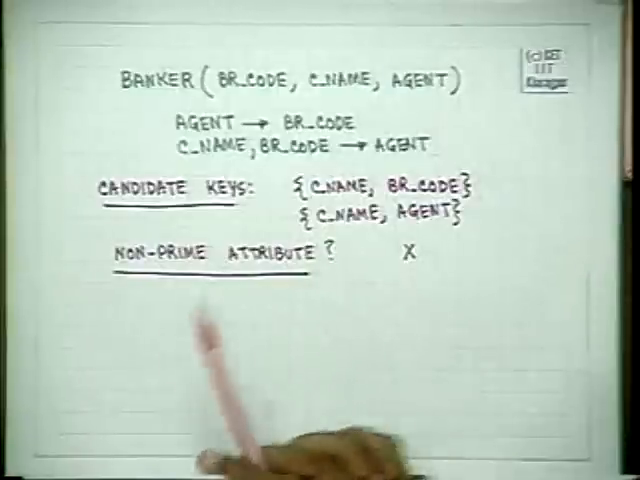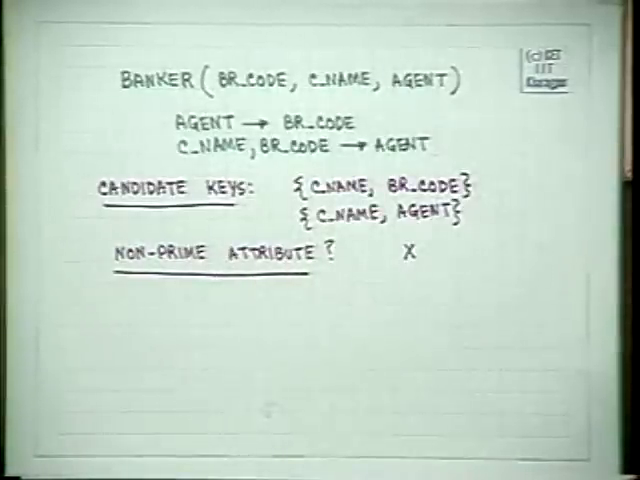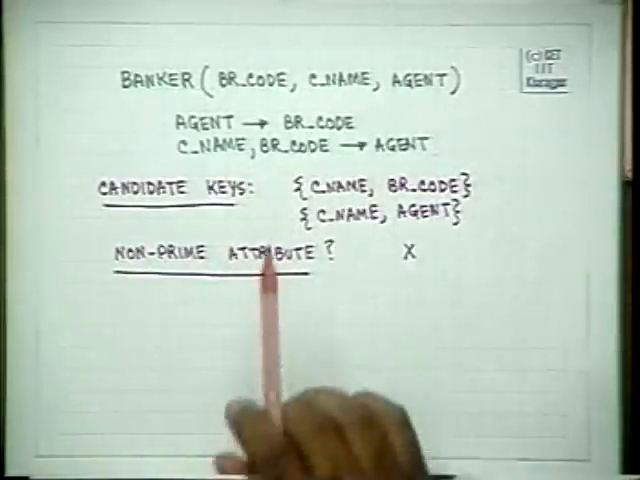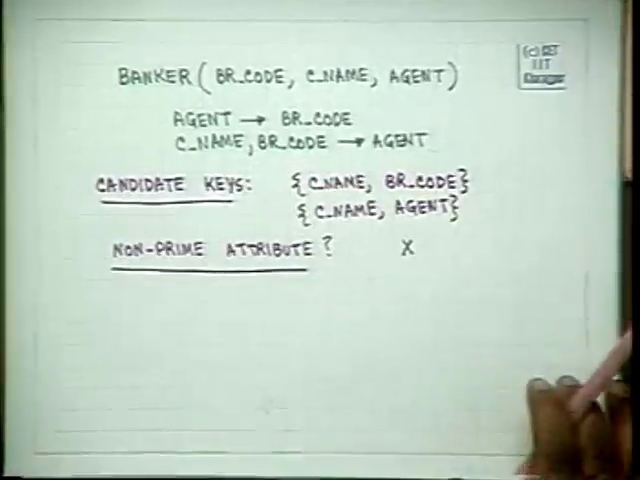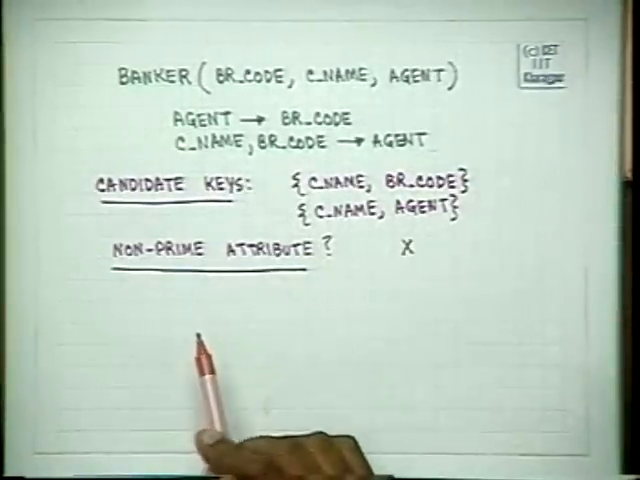This is an example which is not in 2NF, which is not in 3NF. And let us try to get a lossless join decomposition here. How do we get a lossless join decomposition here?